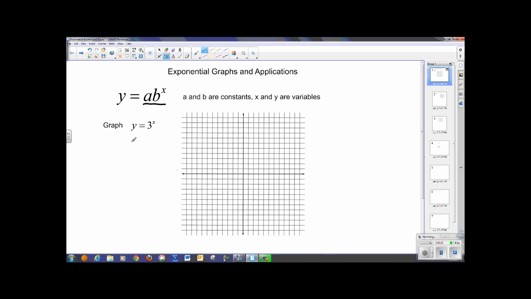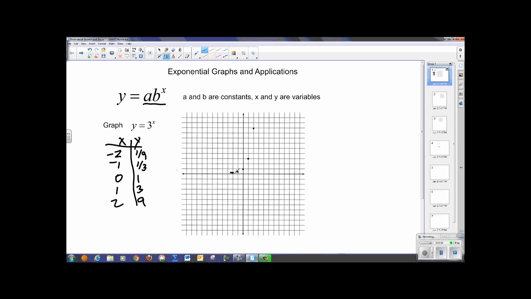And the best way to do this is just pick some points and find values for y. So let's call x -2, -1, 0, 1, and 2. When we pop those in, 3 squared is 9, 3 to the first is 3, 3 to 0 is 1, 3 to the -1 is 1/3, and 3 to the -2 is 1/9. Then I'm just going to graph all those. So here's 0, 1, 1, 3, 2, 9, -1, 1/3, and -2, 1/9.